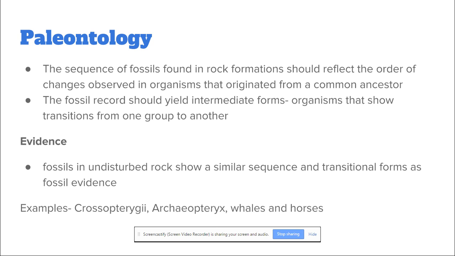In the fossil record, we also know that the fossil record should show intermediate forms. So this allows us to see the transition from one organism to the other as it went through the process of evolution and natural selection. The evidence which we have to support this idea are fossils in undisturbed rock show a similar sequence, and we use transitional forms as fossil evidence.